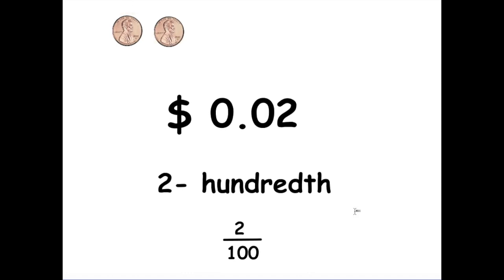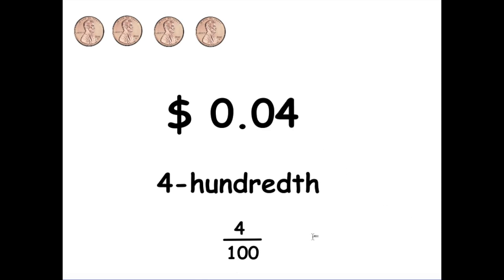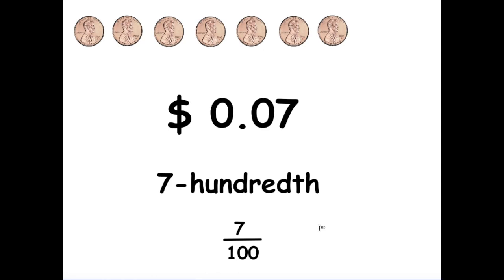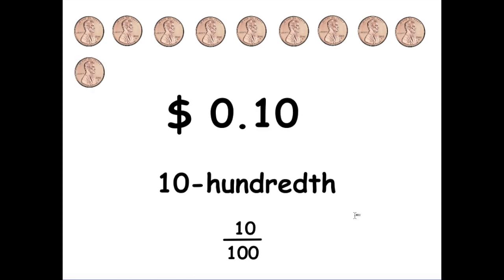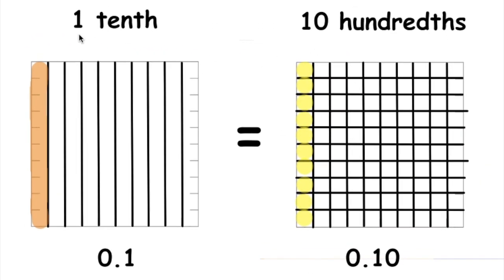2 pennies is 2/100ths of a dollar. 3 pennies is 3/100ths of a dollar. 4 pennies is 4/100ths of a dollar. 5 pennies is 5/100ths of a dollar. 6 pennies is 6/100ths of a dollar. 7 pennies is 7/100ths of a dollar. 8 pennies is 8/100ths of a dollar. 9 pennies is 9/100ths of a dollar. 10 pennies is 10/100ths of a dollar. Now let's remember that 1/10 is the same as 10/100ths.